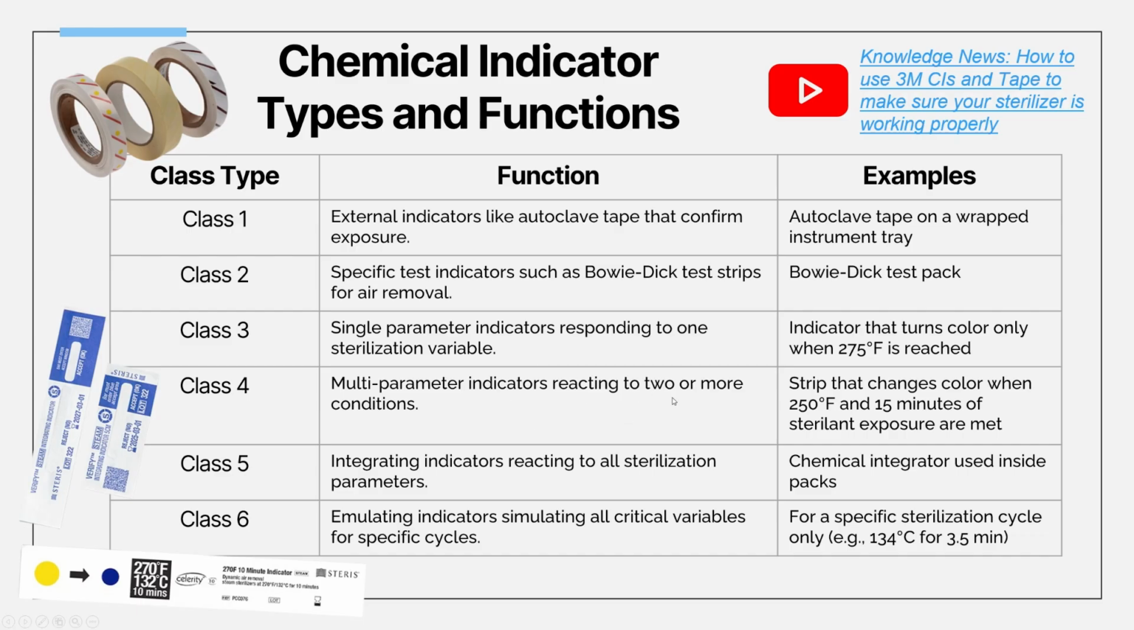So chemical exposure and temperature, and maybe even time and temperature. It offers better internal assurance, but it's still not as good compared to 5 and 6, which we'll get into. So class 5 is considered the integrating indicator since it reacts to all sterilization parameters of that certain sterilizer it's being used on. So it's considered closest to biological indicators.